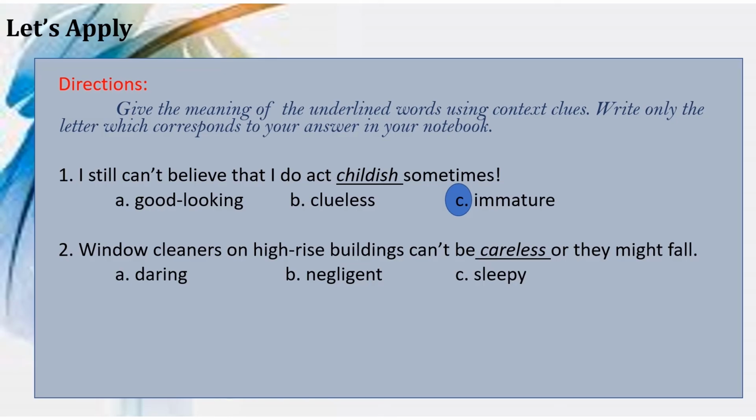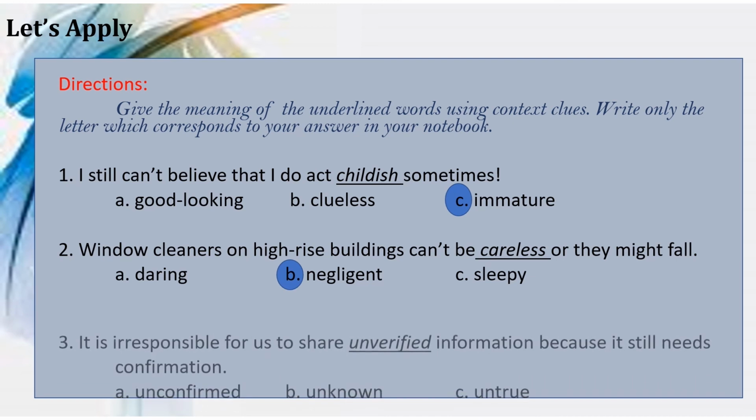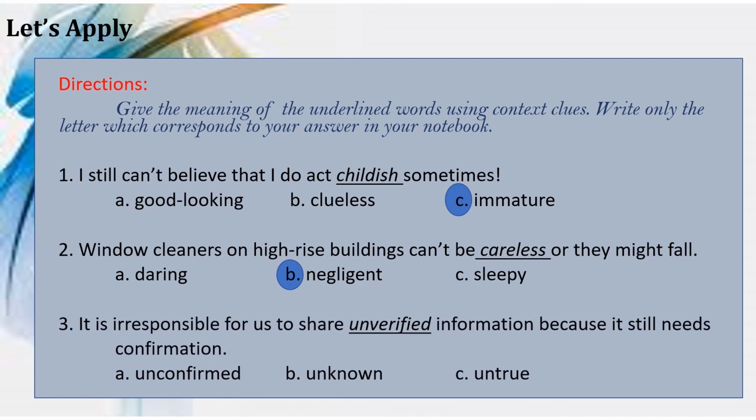Number 2. Window cleaners on high-rise buildings can't be careless or they might fall. What do you mean by careless? A. Daring. B. Negligent. C. Sleepy. Very good. The answer is letter B, negligent. Number 3. It is irresponsible for us to share unverified information because it still needs confirmation. What do you mean by unverified? A. Unconfirmed. B. Unknown. C. Untrue. You are correct. Unverified means letter A, unconfirmed.